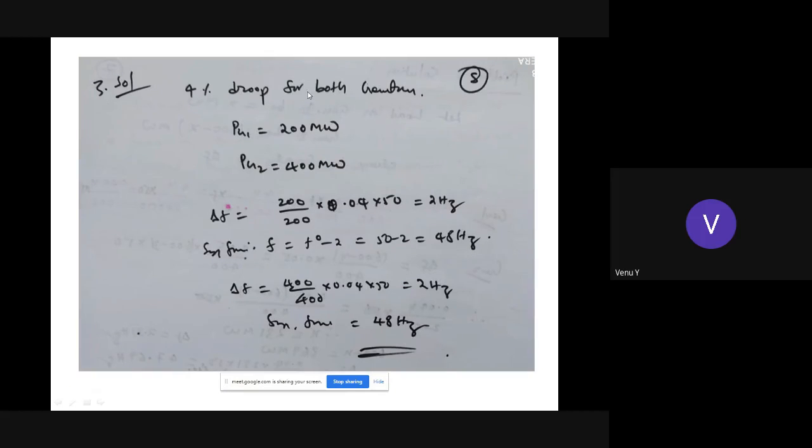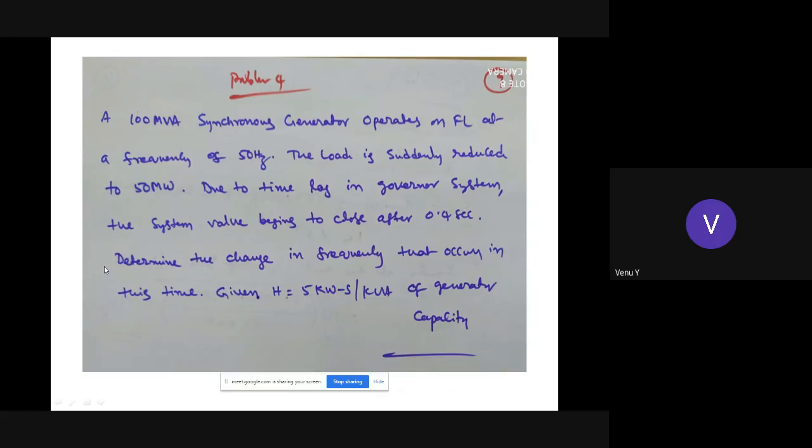So with 4% droop for both generators, Pg1 is equal to 200, Pg2 is equal to 400. And delta f is equal to 2 hertz, and system frequency f is equal to 50 minus 2, 48 hertz. This is the solution of problem number 3. Now problem number 4.